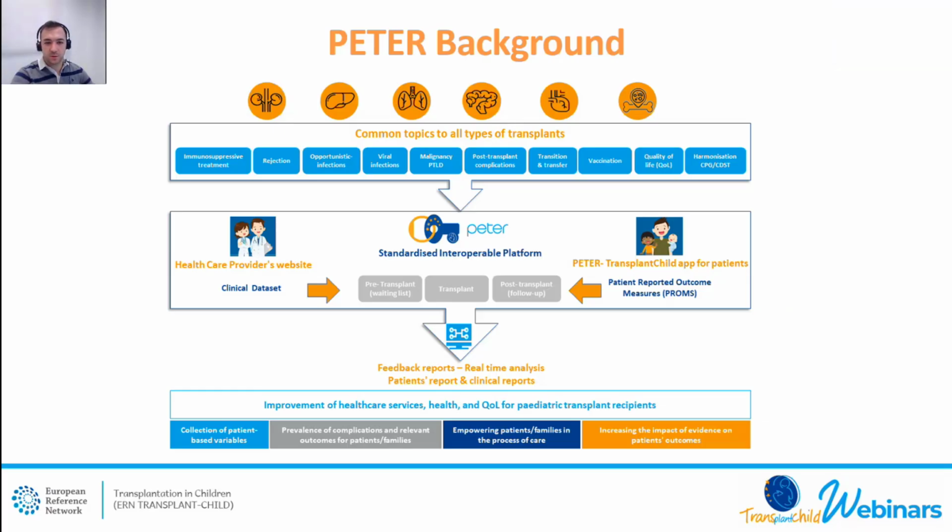The Pediatric Transplantation European Registry was built under the scope of the ERN TransplantChild, and it collects information on pediatric patients that have received any type of solid organ transplantation or hematopoietic stem cell transplantation. It focuses on collecting information common to all types of transplantation, but also considers the individualities of each type of transplantation. This registry integrates the clinical data that is recorded by the clinicians with the quality of life information reported directly by patients through the use of a mobile application.